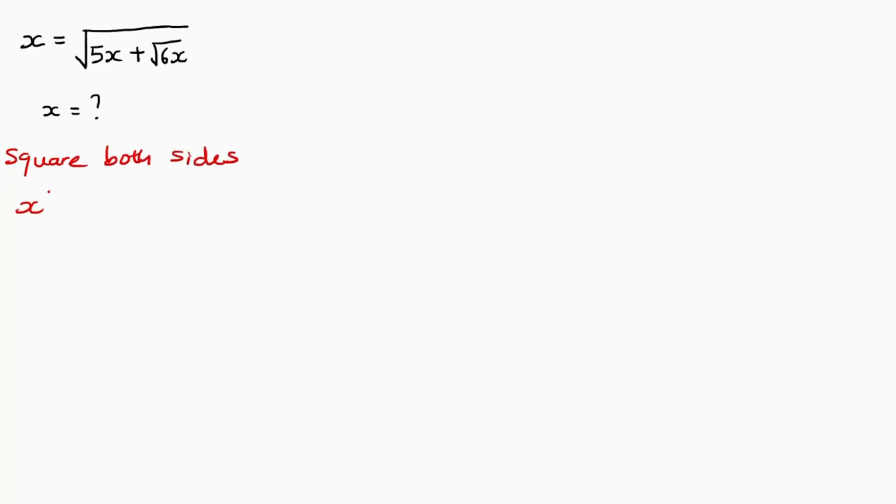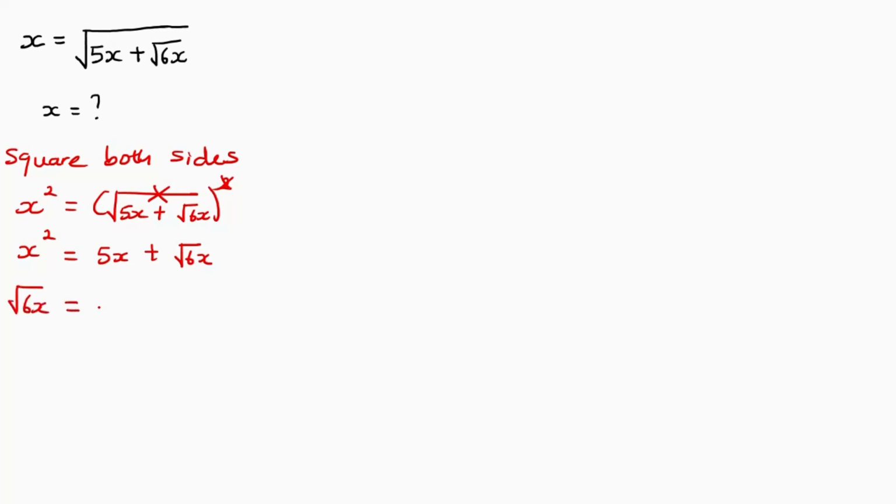We have x squared equals the square root of 5x plus the root of 6x, all squared. So this is going to cancel out this, and we have that x squared is equal to 5x plus the root of 6x. Once we're done with it, the next thing we want to do is to isolate the remaining square root term on one side. So isolating this, we have the root of 6x is equal to x squared minus 5x. The next thing we want to do is to square both sides one more time.